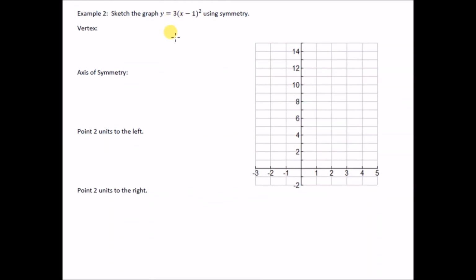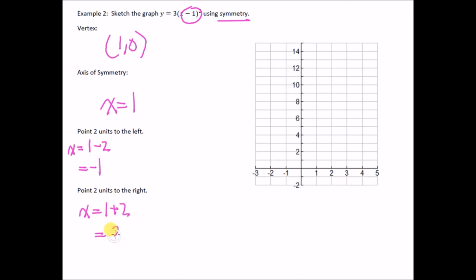Sketch the graph of y equals 3(x minus 1) squared using symmetry. Okay, the vertex is (1, 0), so the axis of symmetry is x equals 1. We go 2 points to the left, so we use the 1 and then we subtract 2. So 2 points to the left is going to be -1, and 2 points to the right is going to be 3. So let's sub in -1: y equals 3(-1 minus 1) squared.